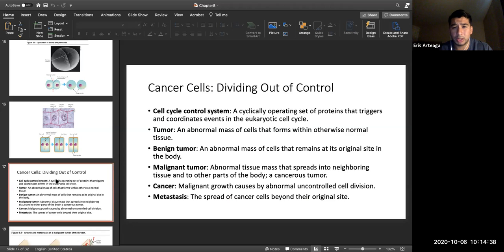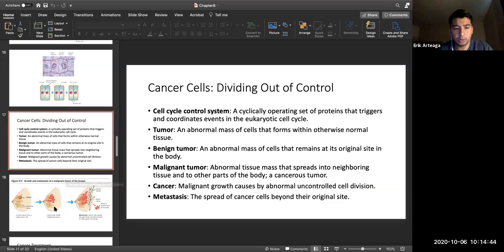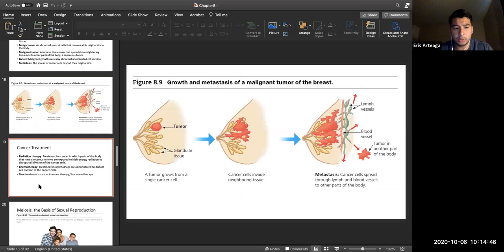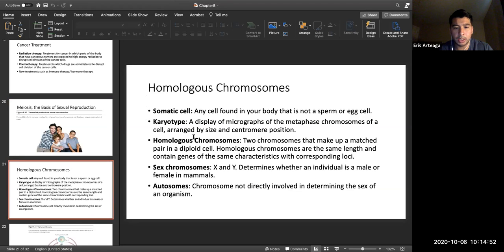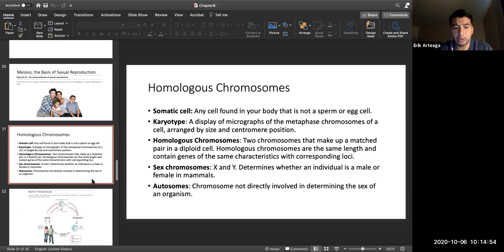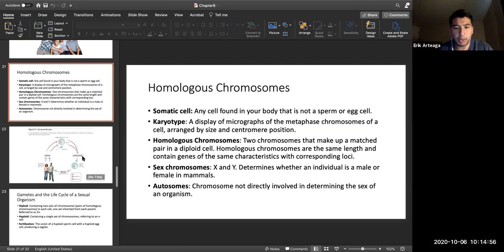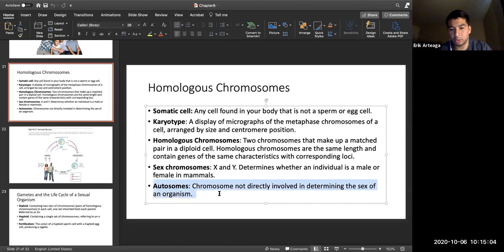Cancer cells, go over this, right? We talked about cancer and what cancer is. Remember, it's abnormal cell growth, okay? Tumor, radiation therapy, meiosis. So we talked about meiosis, sex cell formation, right? It's going to be a little bit different than mitosis, and we do have comparisons, right? You should know the differences between somatic cell, karyotype, homologous chromosome, right? Go through what an autosome is, right?